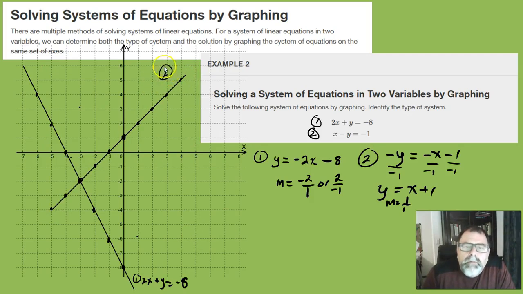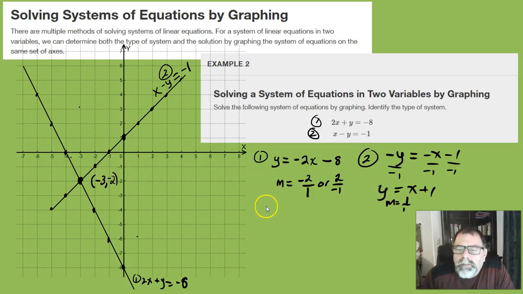Line 2, which is x minus y equals -1. And again, every point, not just these nice ones that I did here, every point on this line is a solution to that equation. Every point on this line is a solution to equation 1. And this point where they intersect, that's common to both, and that's a solution to both equations at the same time. And that is my solution to the system, which is -3 for x, -2 for y.